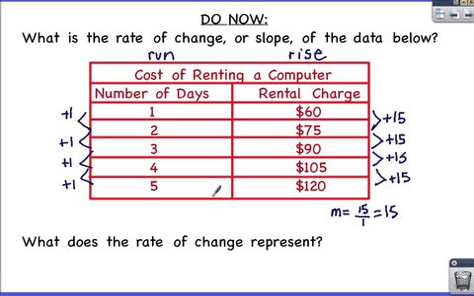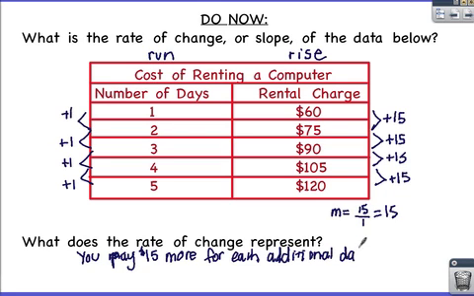Now, what does the rate of change represent? In the context of this question, it means that you pay $15 more for each additional day of renting a computer. You pay $15 more for each additional day renting the computer.